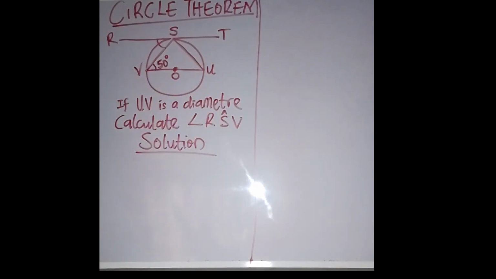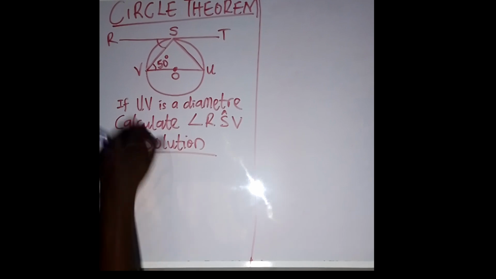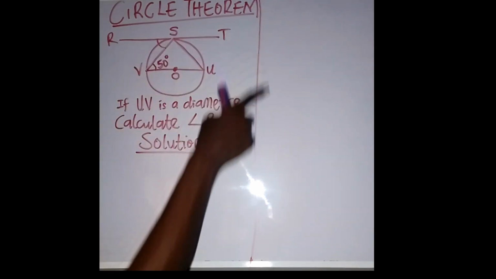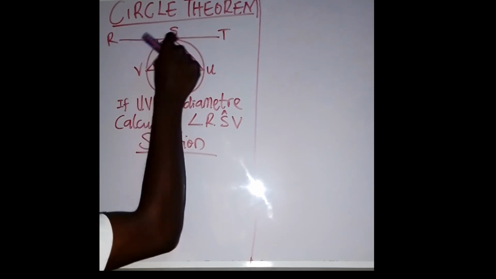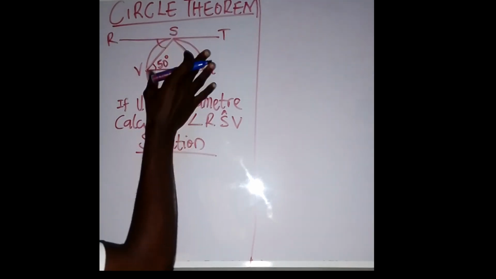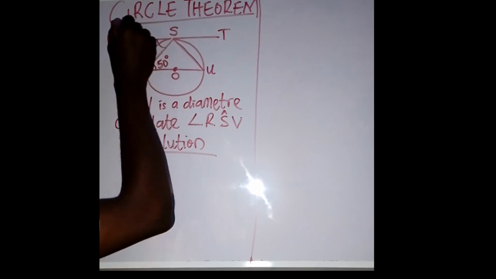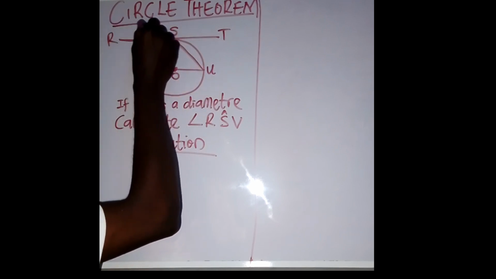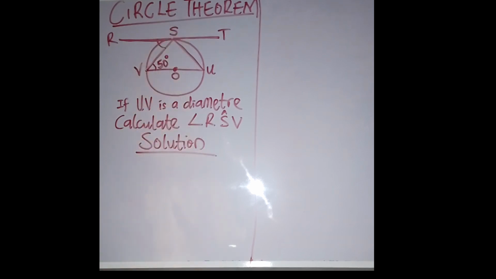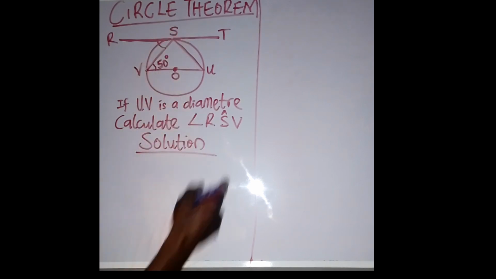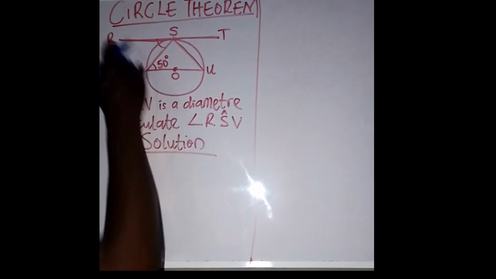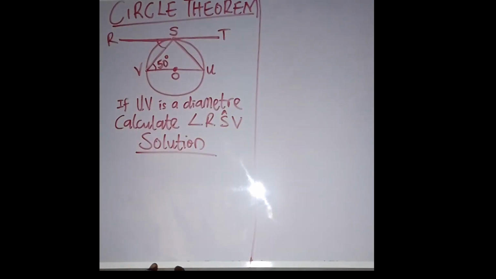From looking at this diagram, you observe that we have RST as a tangent. A tangent is a line that touches what? Any part of the circumference of a circle is called the tangent. So don't mind my circle, this is a freehand drawing. This is the tangent. Why? Because it touches a part of the circumference of the circle. So this is the circle, this part is the circumference, and this line is the tangent.